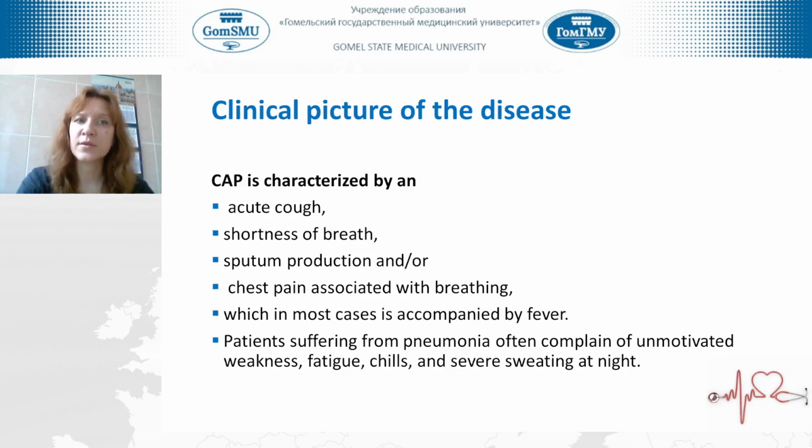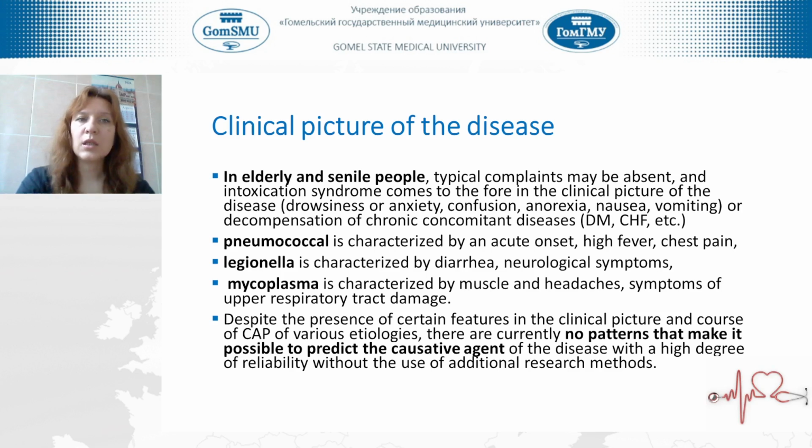It can be characterized by an acute cough, shortness of breath, sputum production, or chest pain associated with breathing, which is most often accompanied by fever. Patients suffering from pneumonia often complain of unmotivated weakness, fatigue, chills, and severe sweating at night. In the clinical picture of the disease, we can see specific features according to the type of person. In elderly and senile people, typical complaints can be absent.